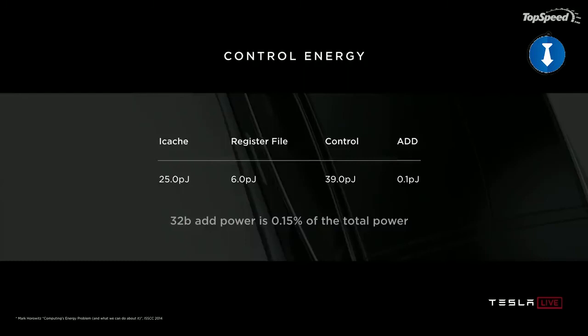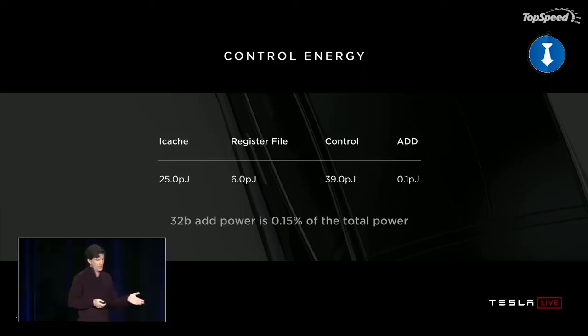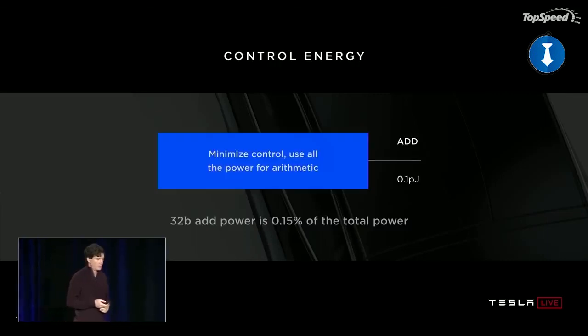In terms of control, this is data that was published in a paper by Mark Horowitz at ISSCC, where he sort of critiqued how much power it takes to execute a single instruction on a regular integer CPU. And you can see that the add operation is only 0.15% of the total power. All the rest of the power is control overhead and bookkeeping. So in our design, we sought to basically get rid of all that as much as possible, because what we're really interested in is arithmetic.